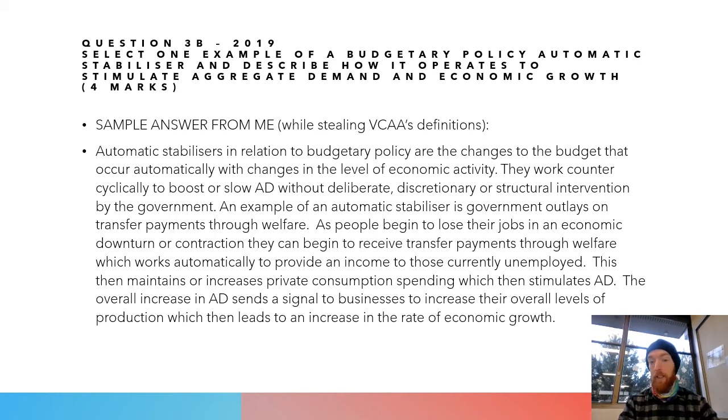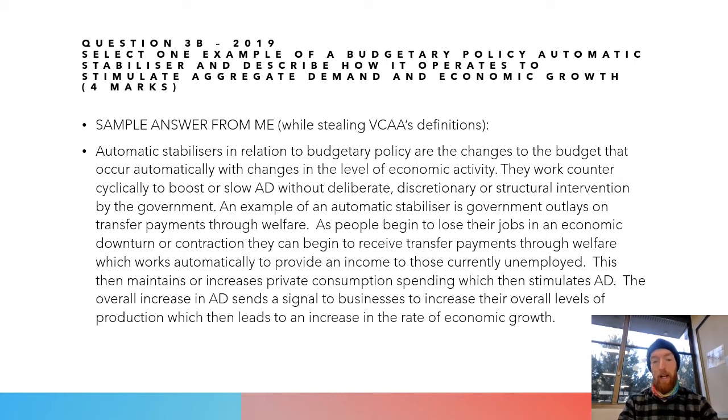As people begin to lose their jobs or unemployment begins to increase in an economic downturn or contraction, they can begin to receive transfer payments through welfare, which automatically works to provide an income to those currently unemployed. This maintains or increases private consumption spending, which stimulates aggregate demand. The overall increase in aggregate demand sends a signal to businesses to increase their overall levels of production, which then leads to an increase in the rate of economic growth.